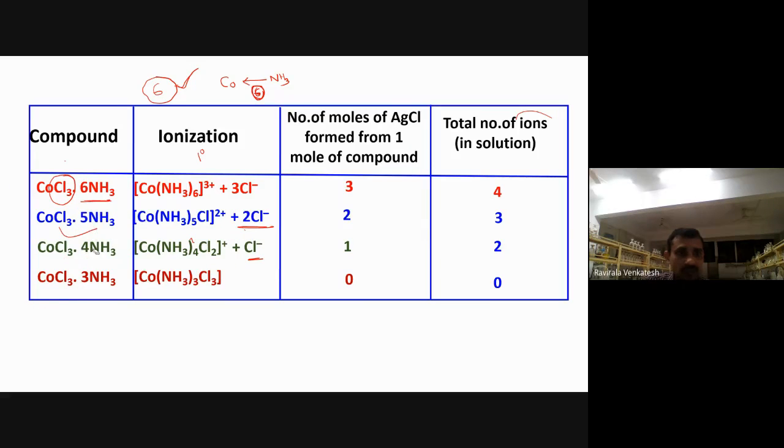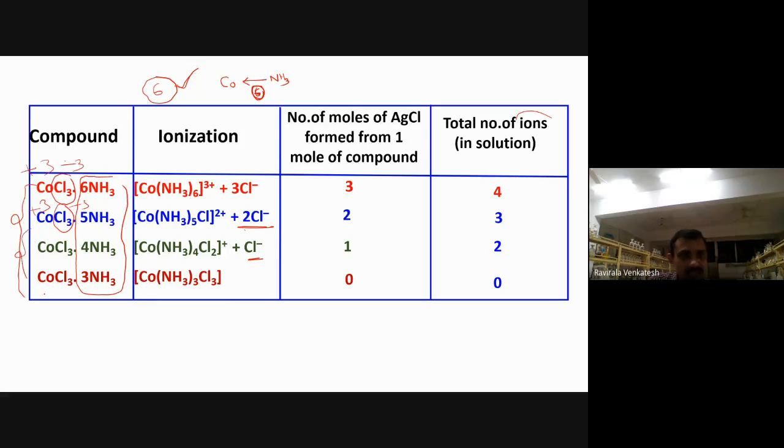So this is about Werner's theory, and now I will explain the structure. Let me first take one more thing. In all these compounds, the charge of the cobalt is how much? +3. You see, ammonia is chargeless. The charge of ammonia is 0. Now 3 chlorines give -3. Now cobalt will be +3. 3 chlorines -3, the cobalt will be +3.